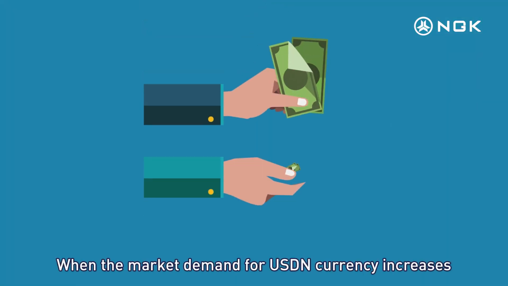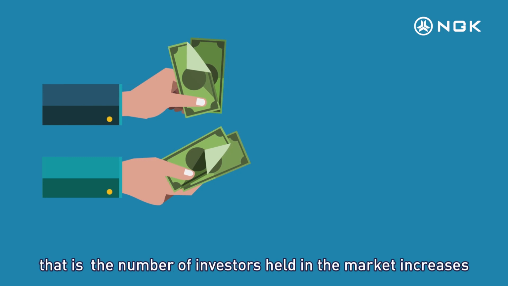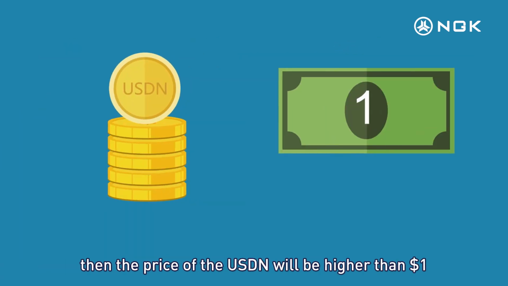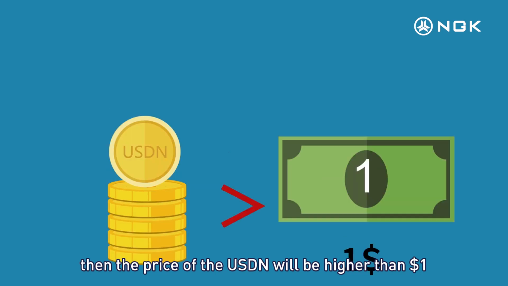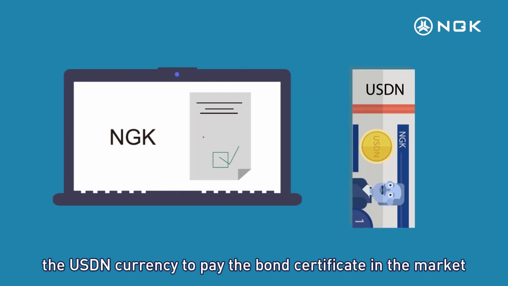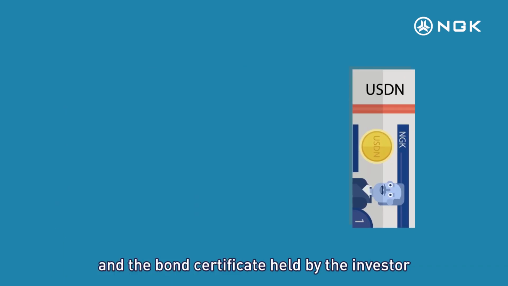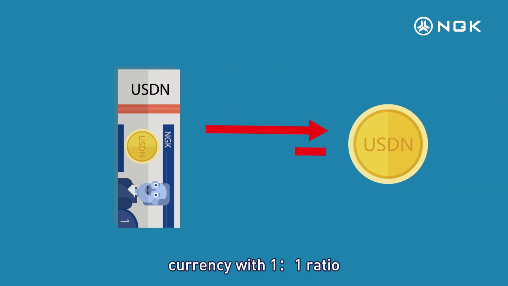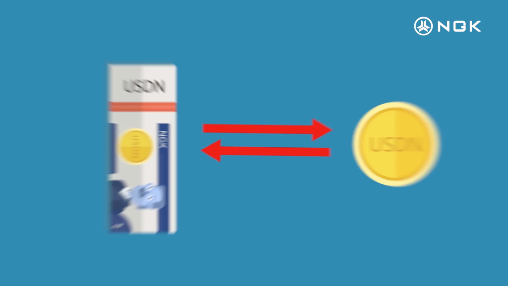When the market demand for USDN currency increases, that is, the number of investors held in the market increases, then the price of the USDN will be higher than $1, and the smart contract will automatically issue the USDN currency to pay the bond certificate in the market, and the bond certificate held by the investor will be automatically converted into circulation currency at a 1-to-1 ratio.